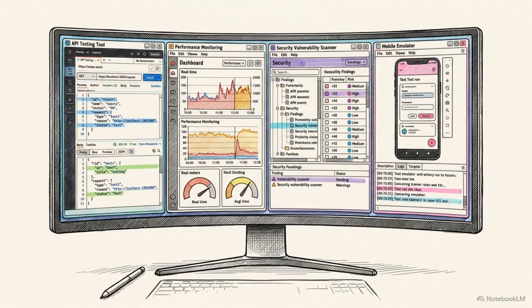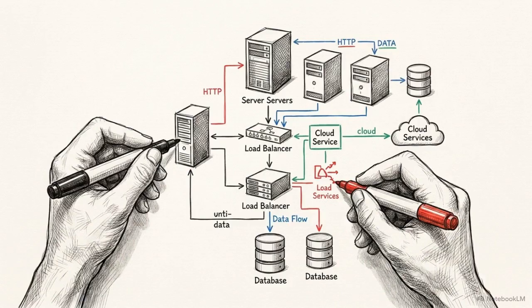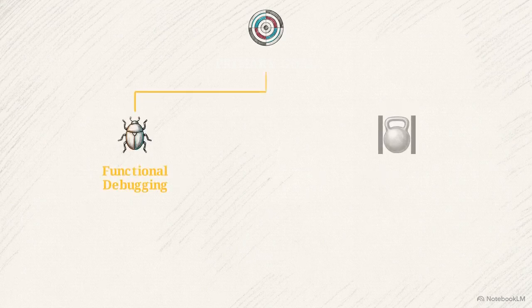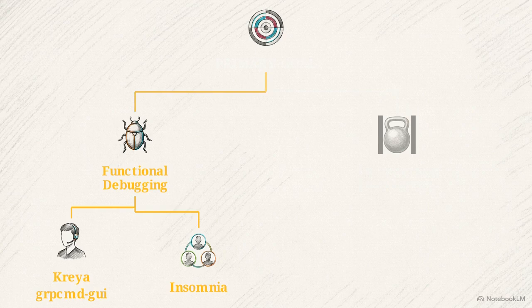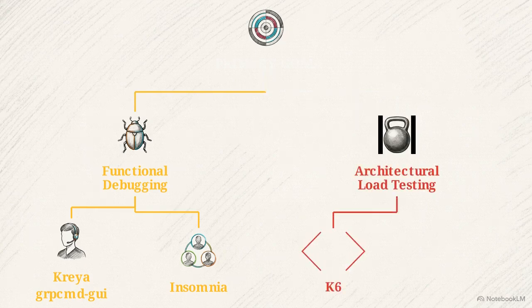It now requires engineers to select software that matches the specific technical requirements and team size of the project. The final choice of testing tool must be dictated by your actual operational scale. Determine your primary goal, functional debugging or architectural load testing. For debugging, solo developers use local GUIs like Kreya or gRPCMD GUI, while distributed teams use Insomnia. For load testing, scripters use K6, while teams needing managed infrastructure use PFLB.